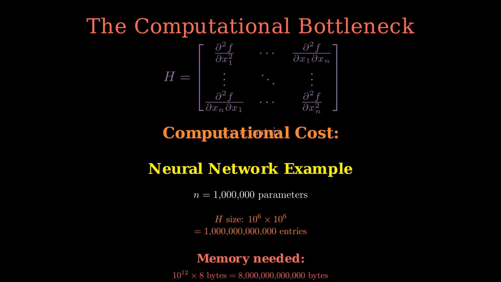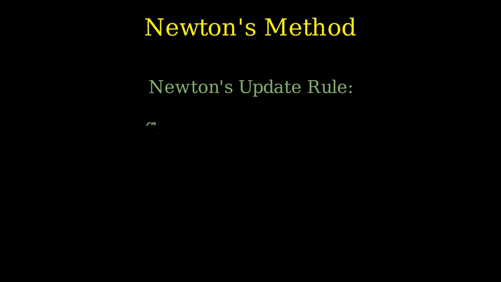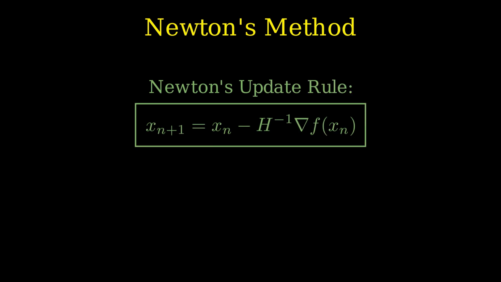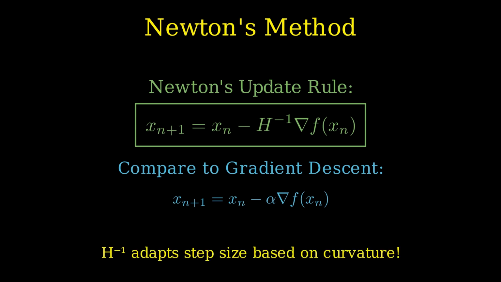But let's understand the ideal case first. Newton's method. Newton's method is the gold standard of second-order optimization. The update rule is beautifully simple. X new equals x old minus H inverse times the gradient. Compare that to gradient descent. Instead of scaling the gradient by a scalar alpha, we are transforming it by the inverse Hessian matrix.